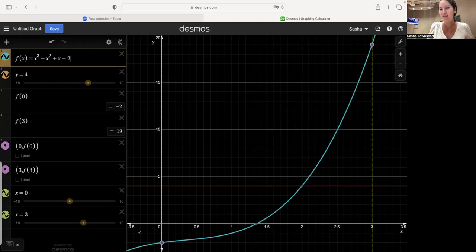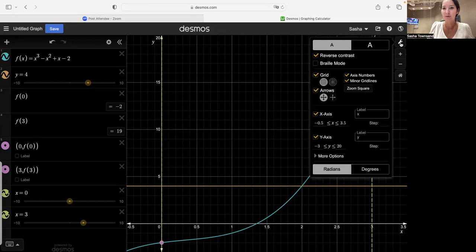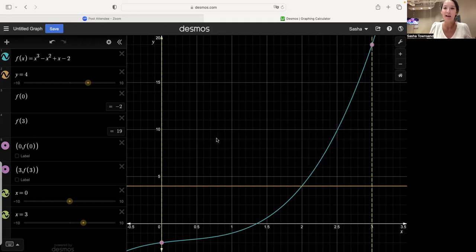That's a cubic polynomial. I changed the window here of x and y values just by going to this little wrench and then using this and then this to type the lower and upper bounds for x and the lower and upper bounds for y for the window that we were interested in. I knew that we were trying to look at the solutions to the equation f of x equals 4. So I plotted the horizontal line y equals 4. And then I wanted to view the values of f of 0 and f of 3 on our graph. So I evaluated the function f at x equals 0.